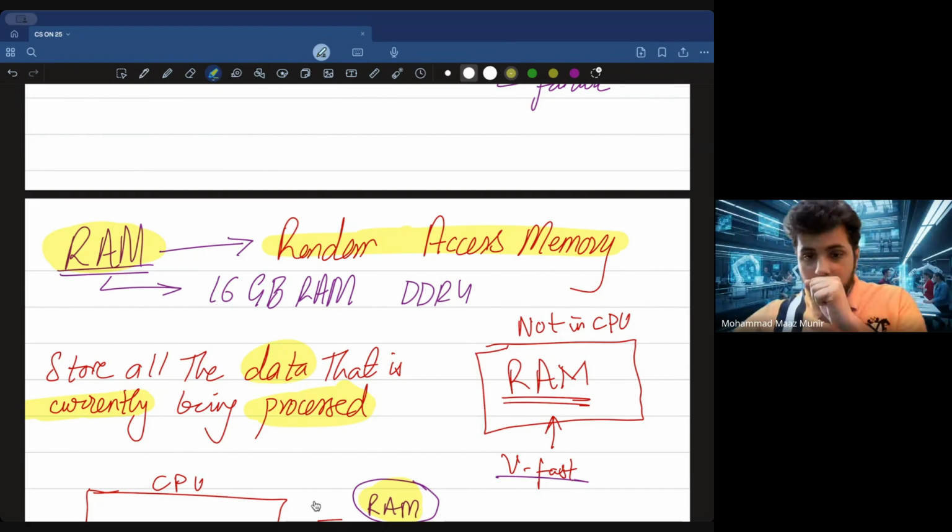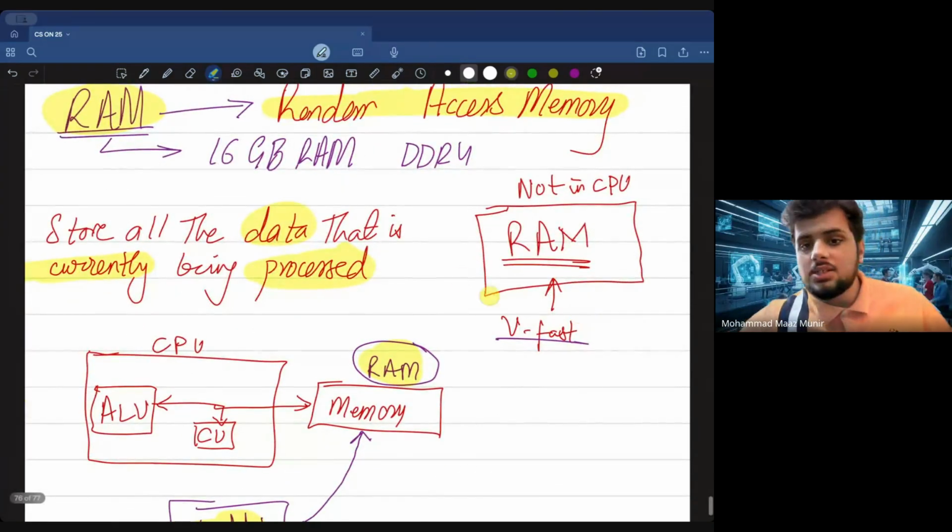So this is the common misconception. A lot of people think जब हम कहते हैं कि I'm getting a 16 GB RAM laptop or maybe a laptop which has 8 GB RAM, this basically means that I have way more space. But in reality, RAM is not for space.